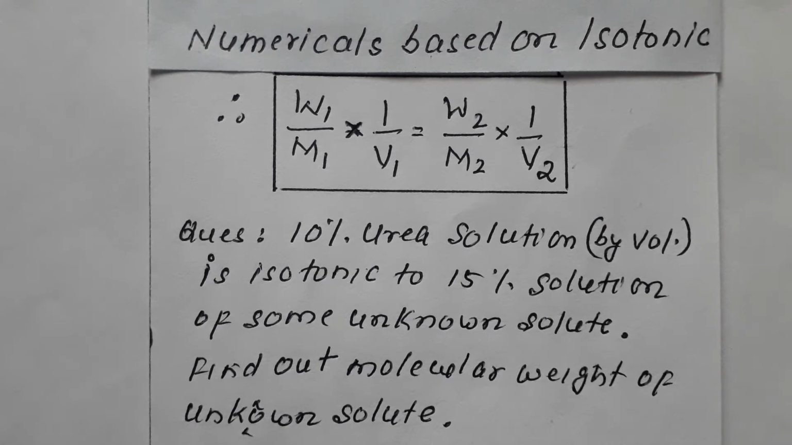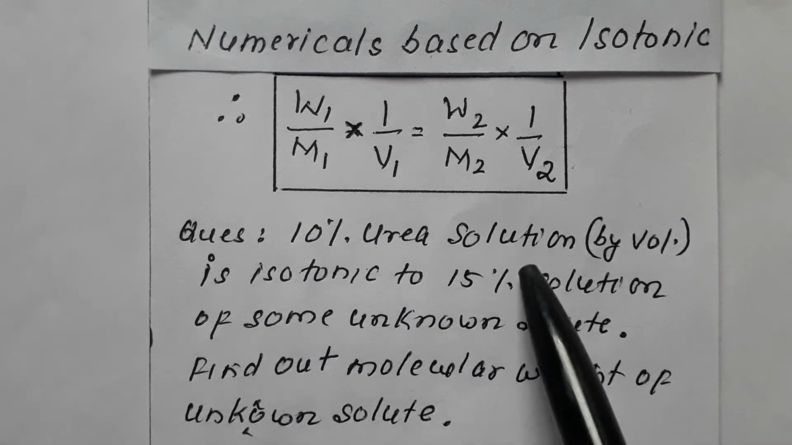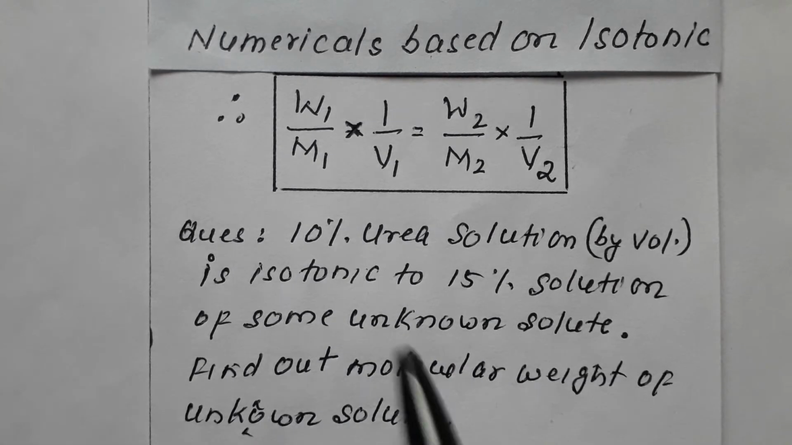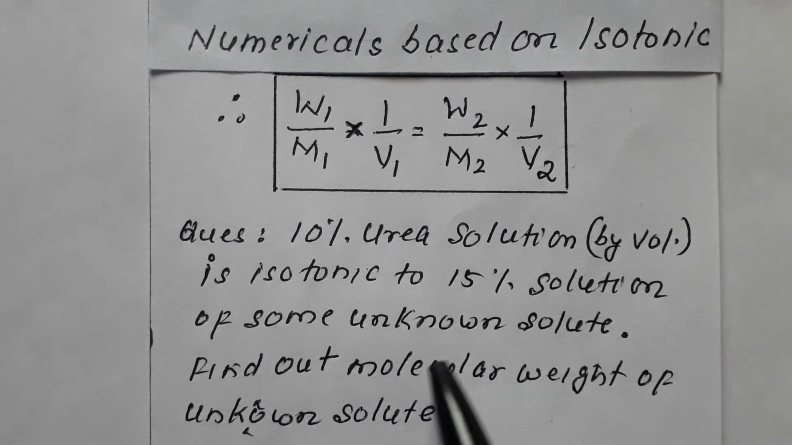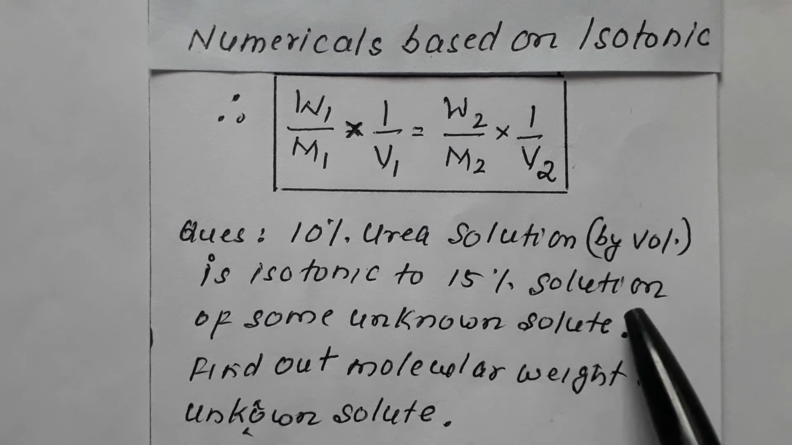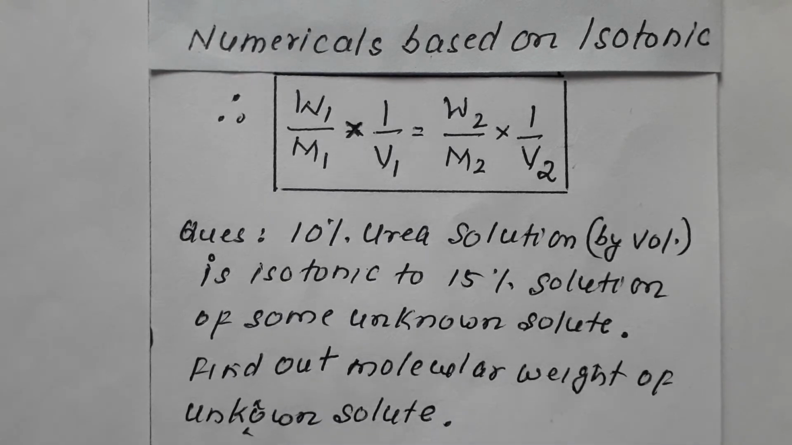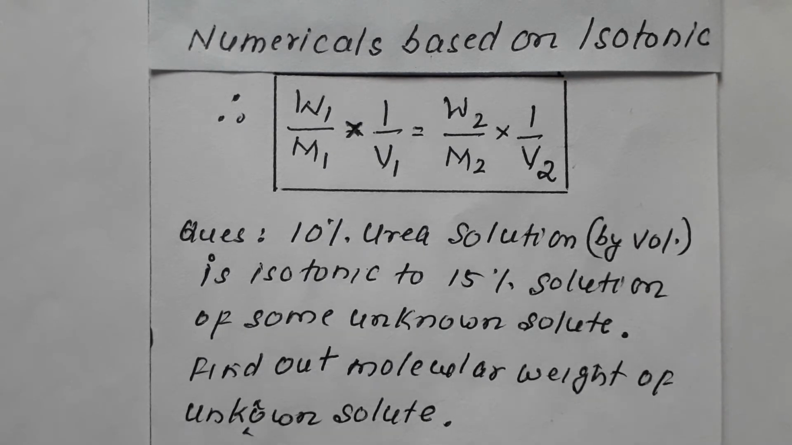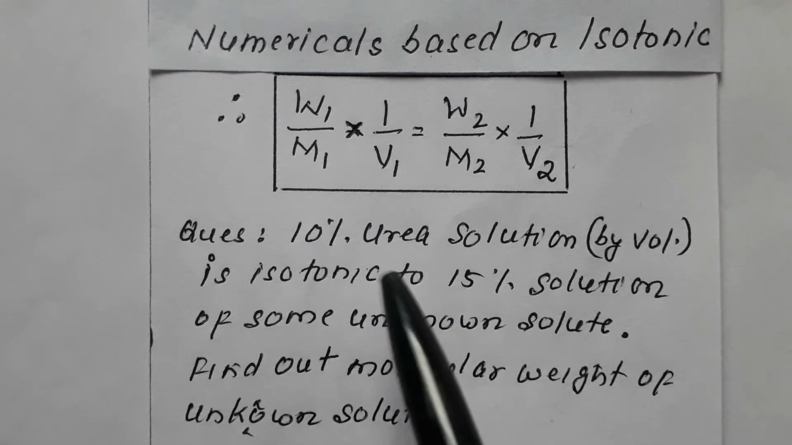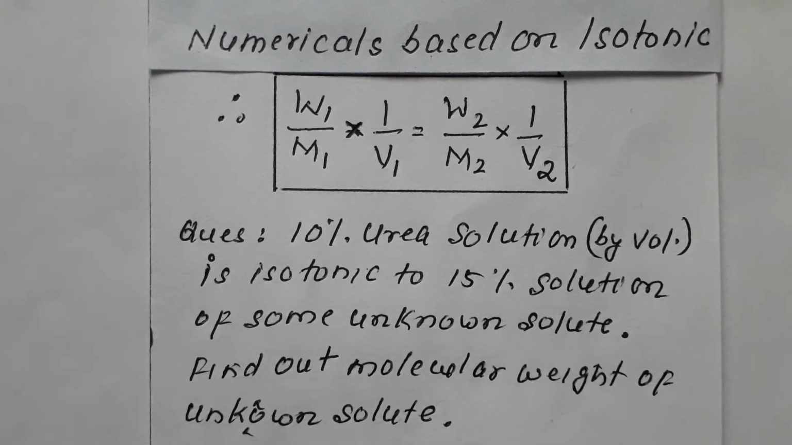If a problem is given to us, the problem says: a 10% urea solution by volume is isotonic to a 15% solution of some unknown solute. Find out the molecular weight of the unknown solute. So we have been given two solutions. One is urea, which is 10% by volume. The other is unknown, which is 15% by volume. We have to calculate the molecular weight of the unknown solute.